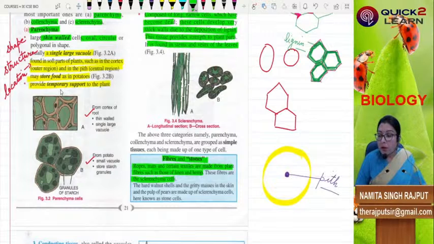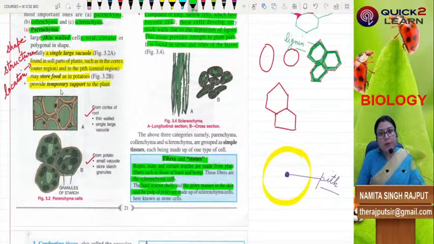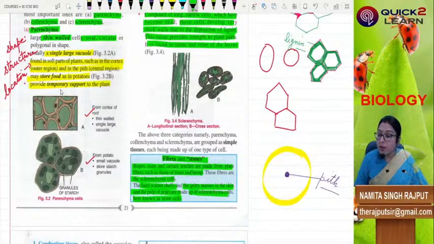Then another thing, the hard walnut shells, the brown hard cover of the walnut, is also made up of Sclerenchyma. And the gritty masses in the skin and the pulp of pears. You have eaten a pear. When you bite a pear, you will hear a crunchy sound. That crunchy sound is because of these Sclerenchymatous cells. In the pear particularly, these Sclerenchyma cells are known as stone cells.